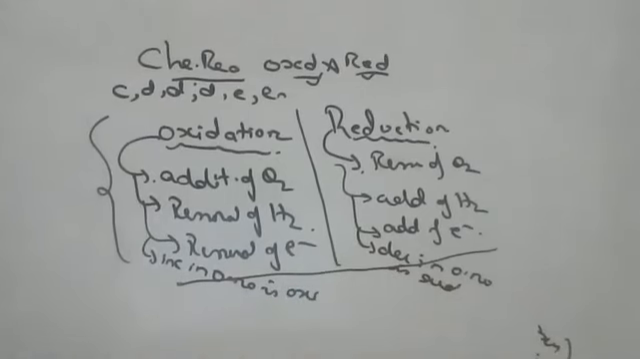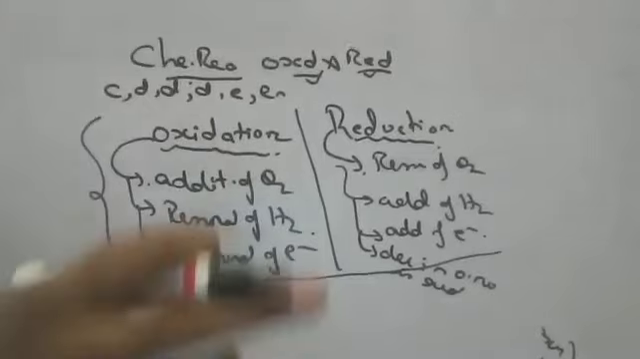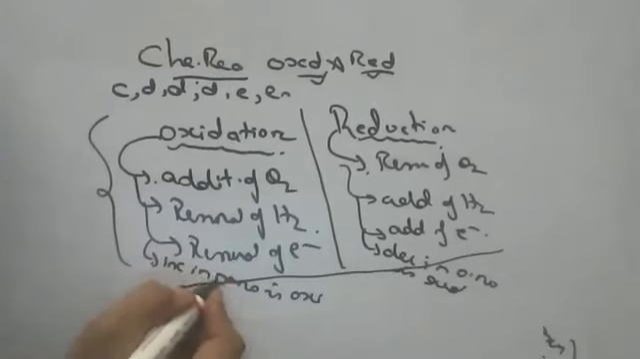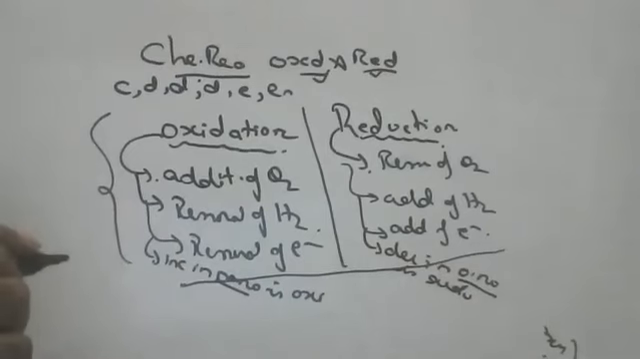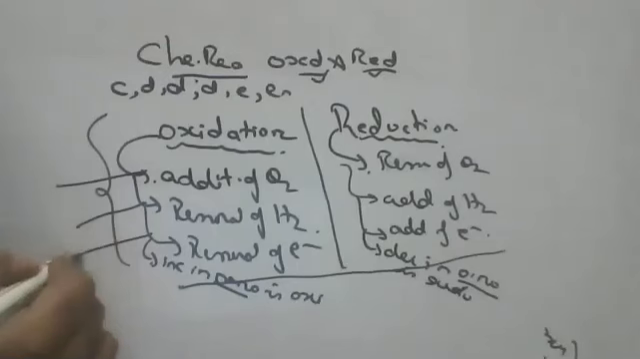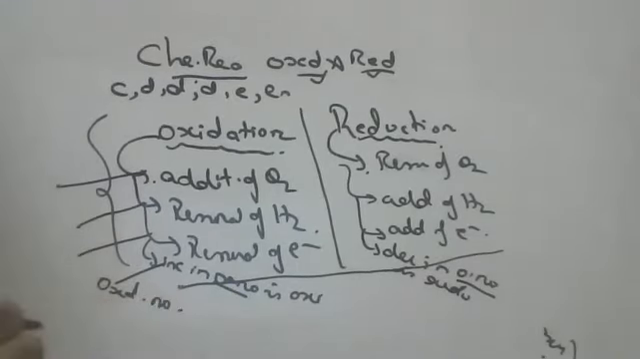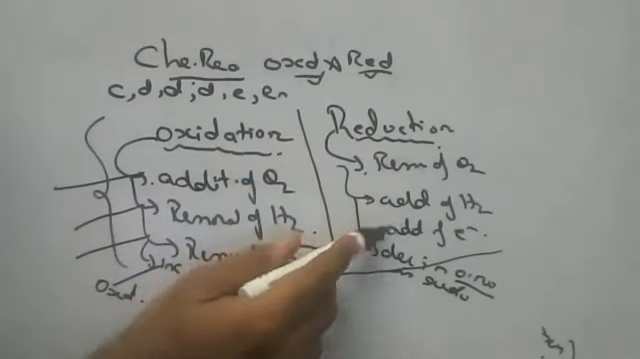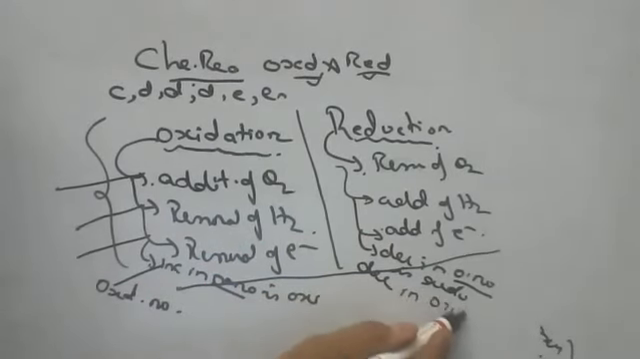What is oxidation number? I will explain to you, children. All these things I will describe in one class. Increase in oxidation number is also called oxidation. Decrease in oxidation number is also called reduction. These are the differences. Definition of oxidation: addition of oxygen, removal of hydrogen, removal of electron, or increase in oxidation number. What is oxidation number? I will tell you, it's just like valence unit. And for reduction: removal of oxygen, addition of hydrogen, addition of electron, or decrease in oxidation number.